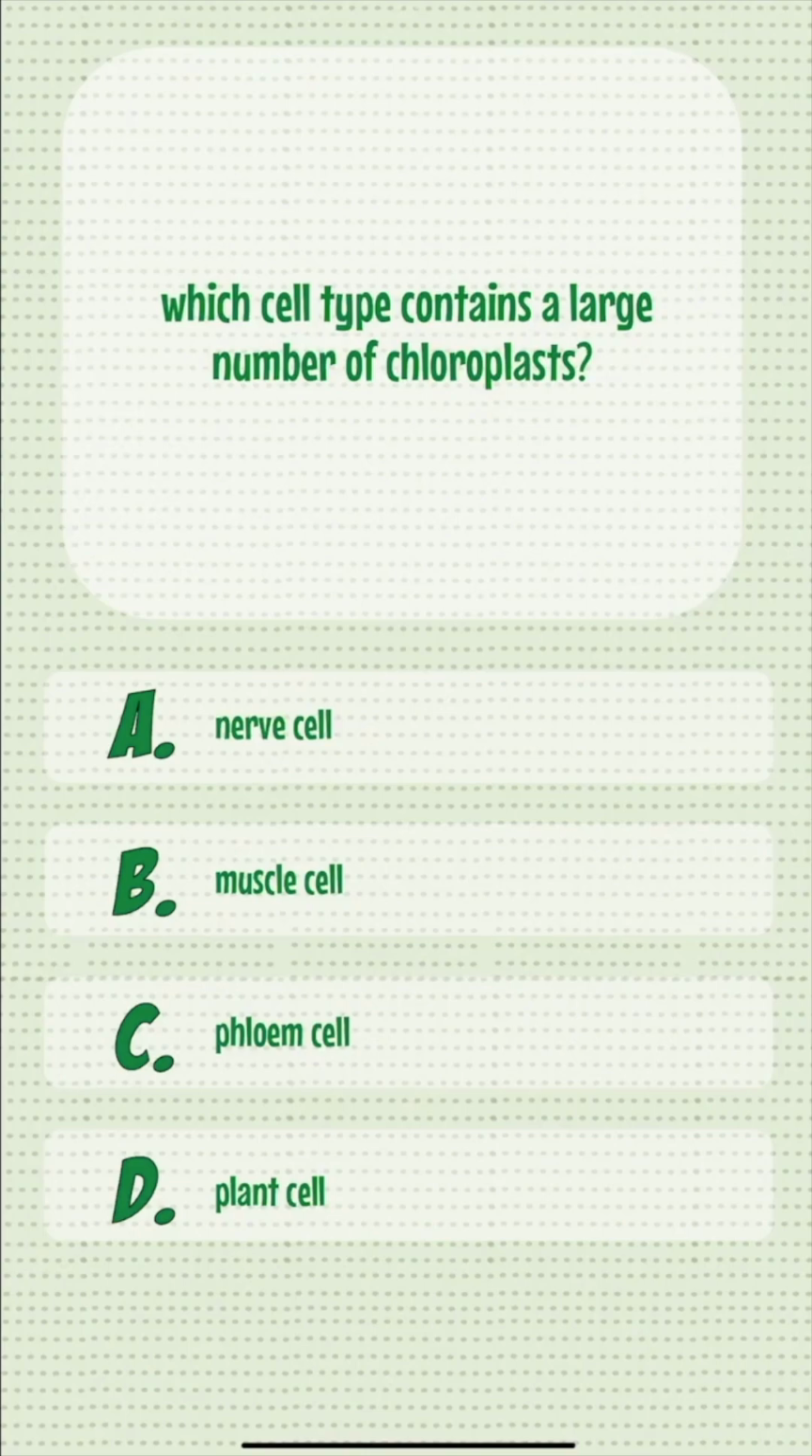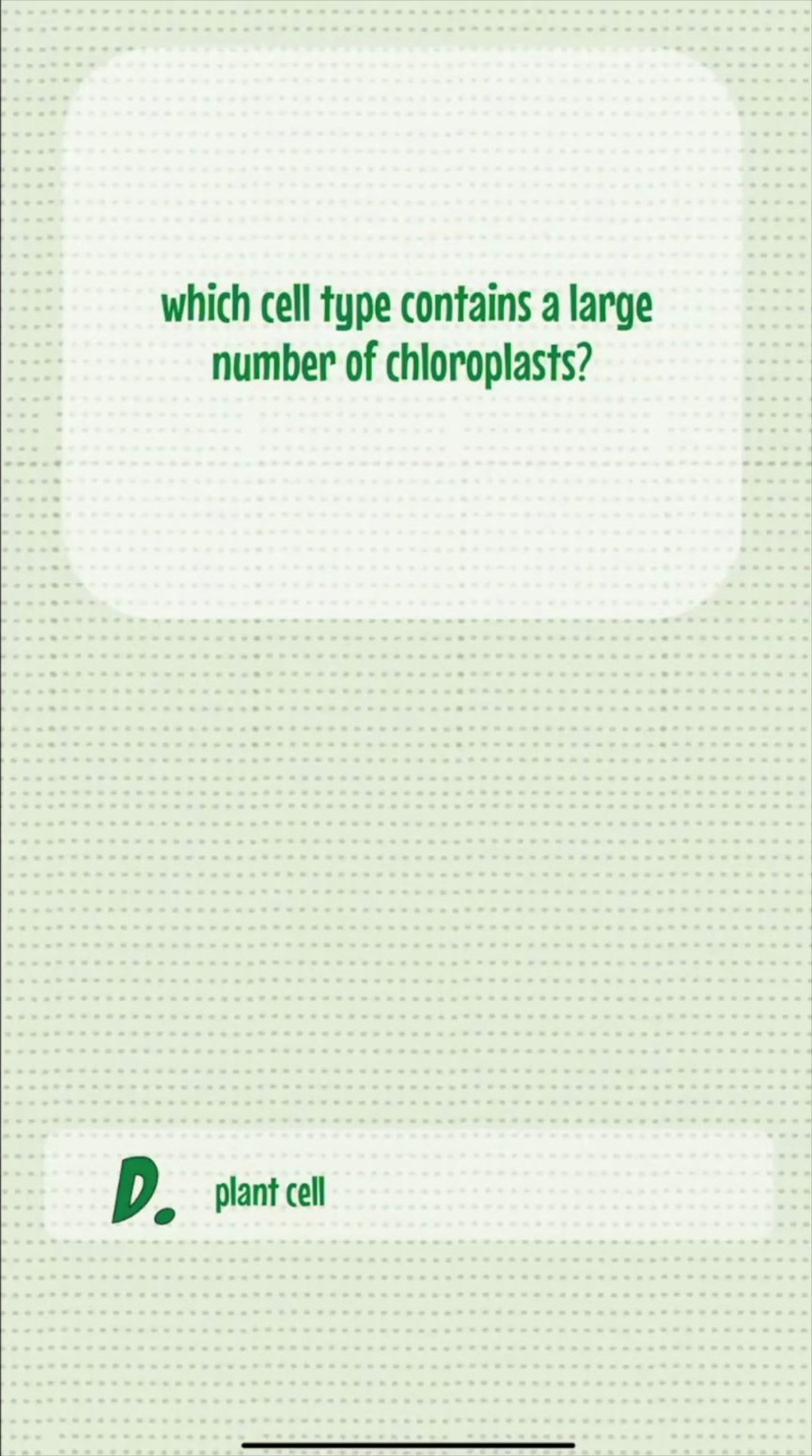So yes, this question: which cell type contains a large amount of chloroplasts? Not nerve cells, these are animal cells, not muscle cells. Phloem cell or general plant cell? It'll be a general plant cell. Phloem cells don't really need that many chloroplasts because they don't get that much sunlight. So the answer would be D.